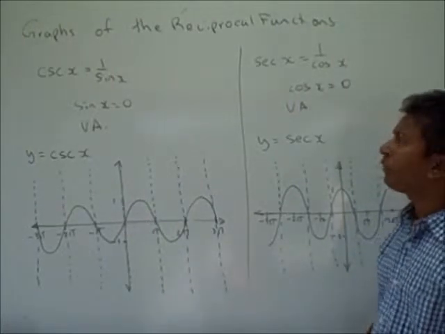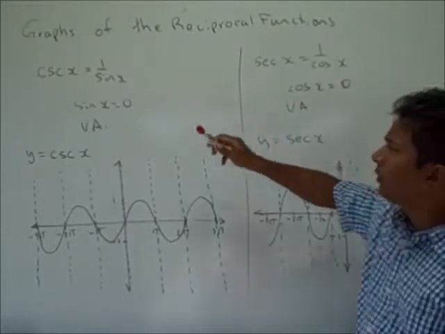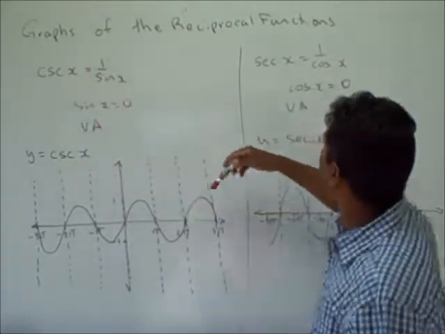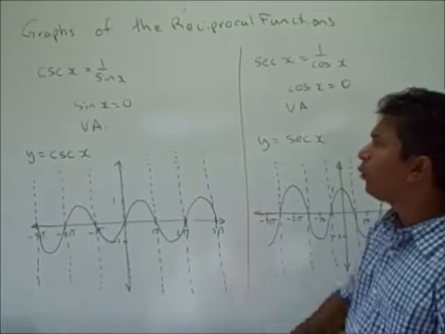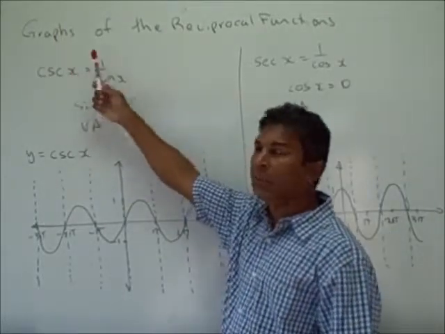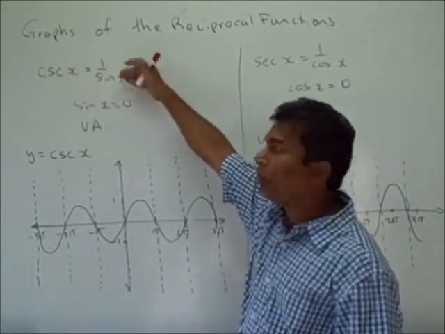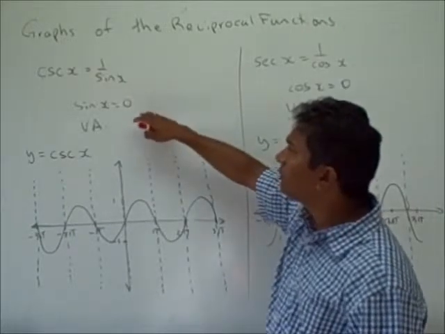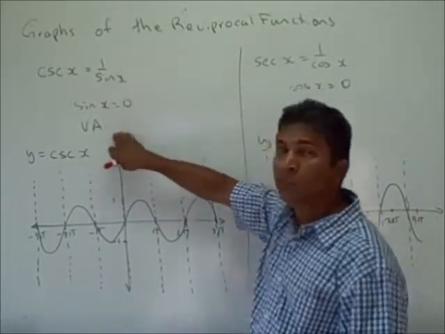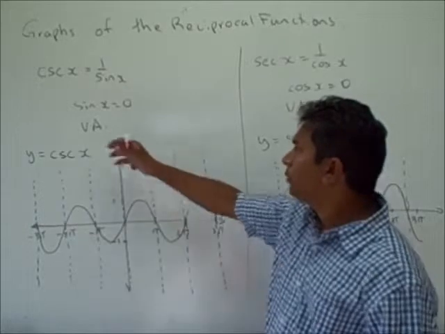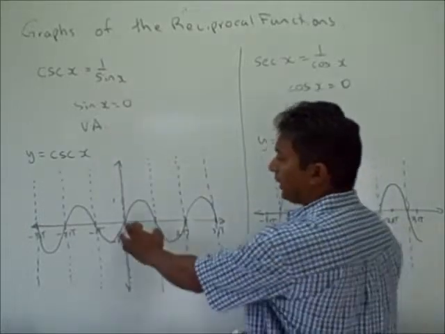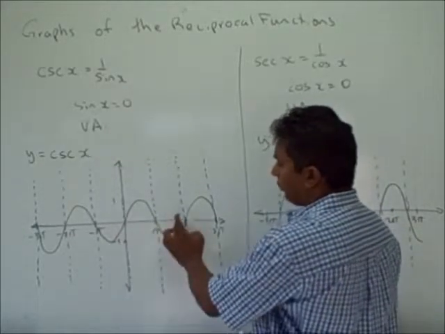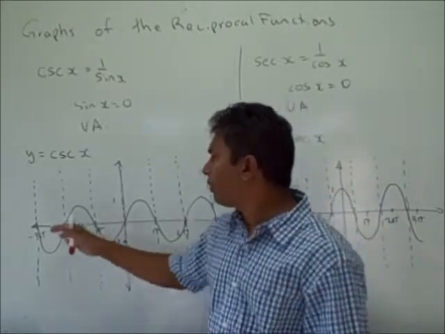Now let's look at the graph of our reciprocal functions. Here we're talking about the cosecant function and the secant function. We know that the cosecant of x is equal to 1 over sine x. So whenever sine of x is equal to 0, we're going to have it undefined, so we'll have a vertical asymptote. We know sine of x is equal to 0 at 0, pi, 2 pi, 3 pi, negative pi, negative 2 pi, negative 3 pi.